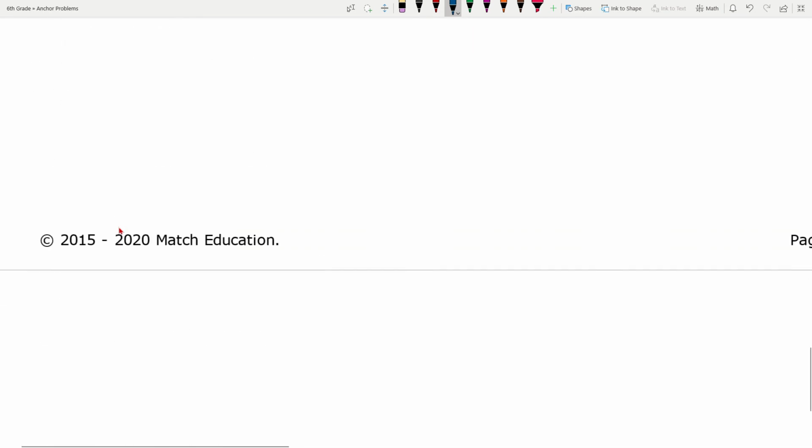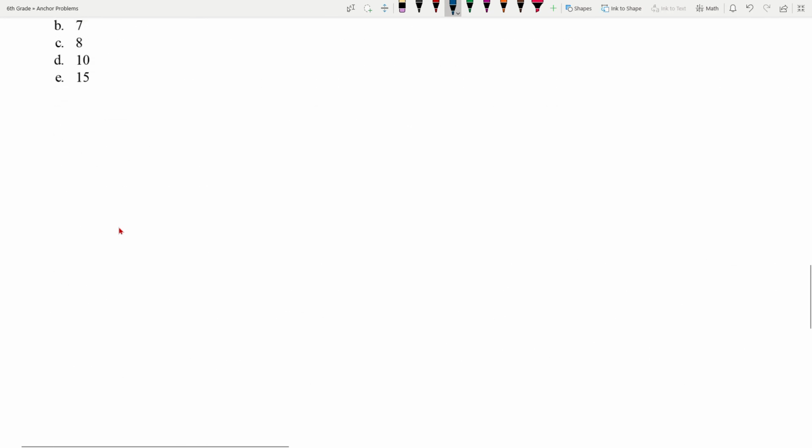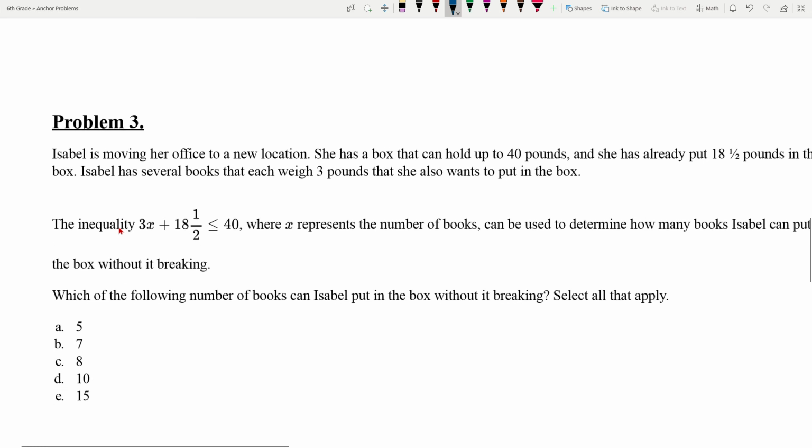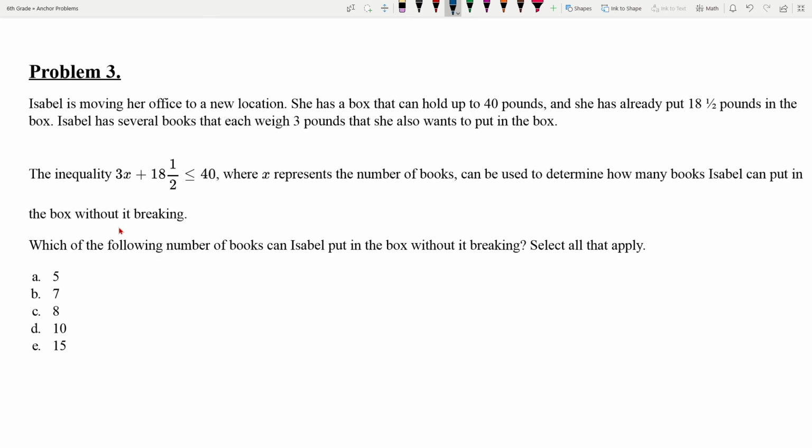Problem 3, and just going to see what else there is here. All right, problem 3. Isabel is moving. Okay, let's try that again. Like I said, I'm having all kinds of difficulties today. Thank you for bearing with me.